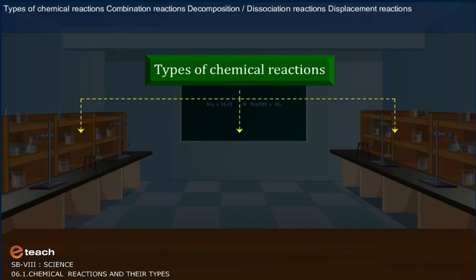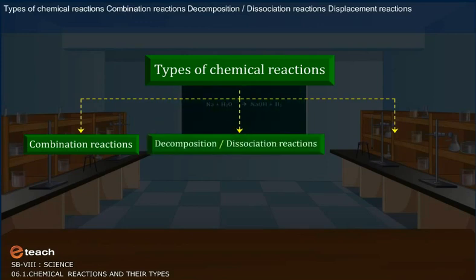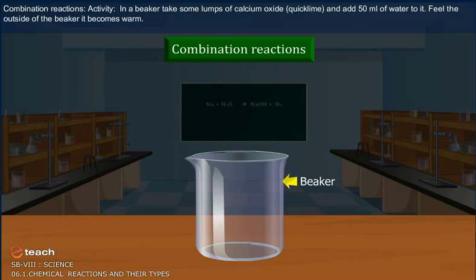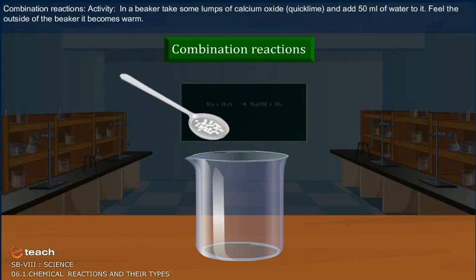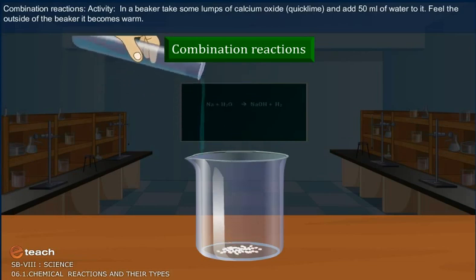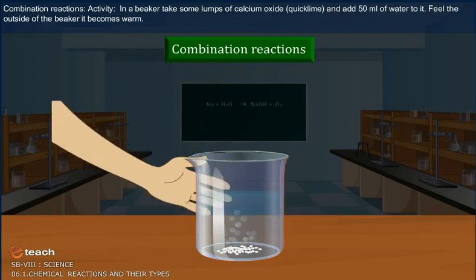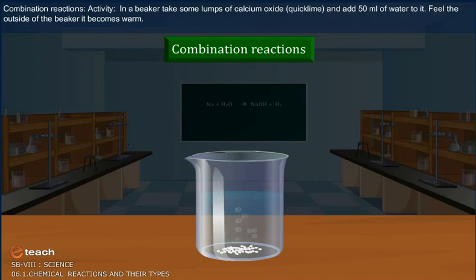Types of chemical reactions: combination reactions, decomposition reactions or dissociation reactions, displacement reactions. Combination reactions. Activity: in a beaker, take some lumps of calcium oxide, quicklime, and add 50 ml of water to it. Feel the outside of the beaker. It becomes warm.